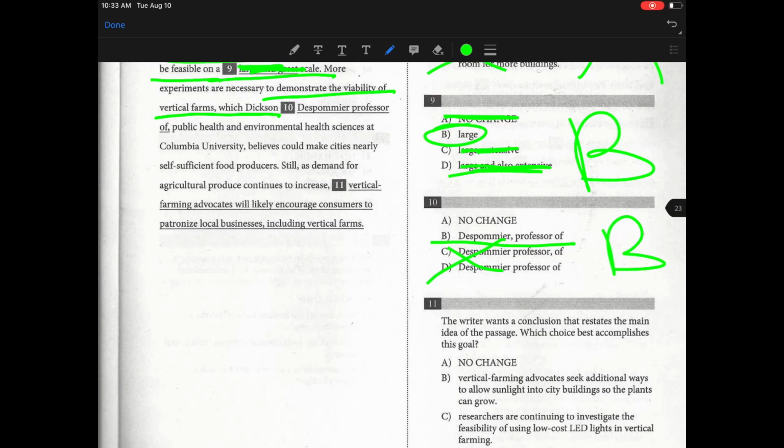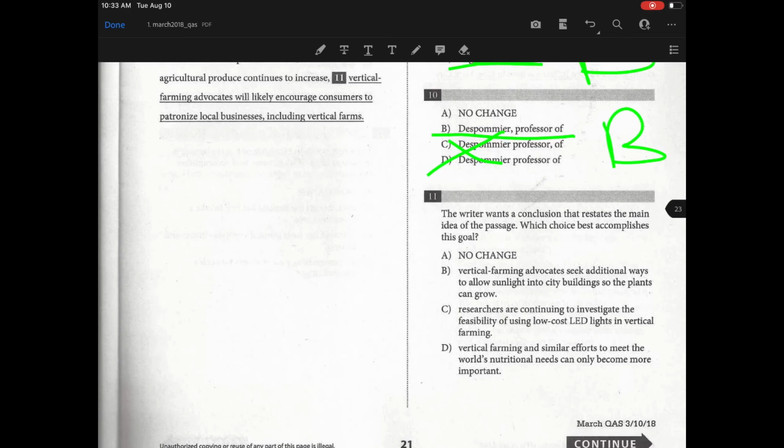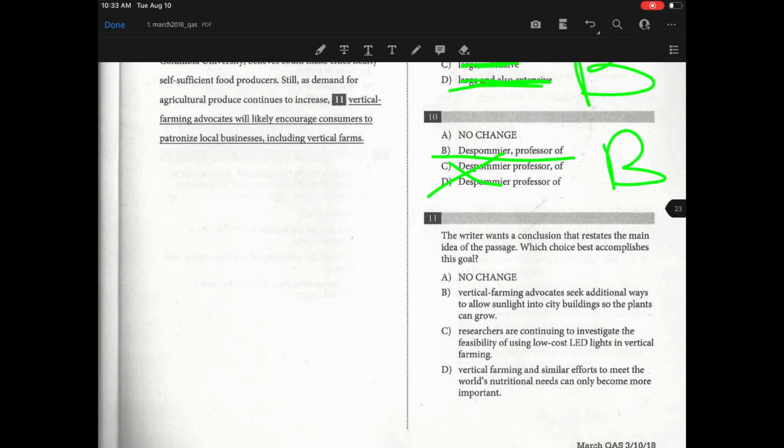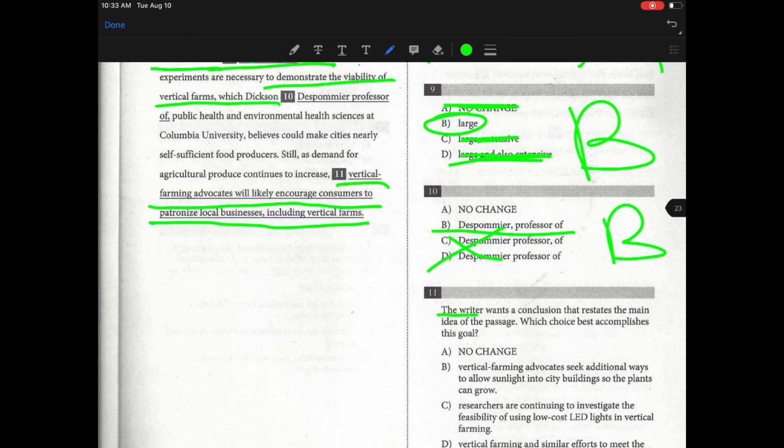Now, the last question, question 11. The writer wants a conclusion that restates the main idea of the passage. Which choice best accomplishes this goal? Now, let's see what we have. Vertical farming advocates will likely encourage consumers to patronize local businesses, including vertical farms. Okay, again, excuse me, we're looking at the context in the passage. The writer wants a conclusion that restates the main idea of the passage. The main idea of the passage, the whole passage, not the paragraph, but the passage. Which choice best accomplishes this goal? It's easier just to look at the choices.